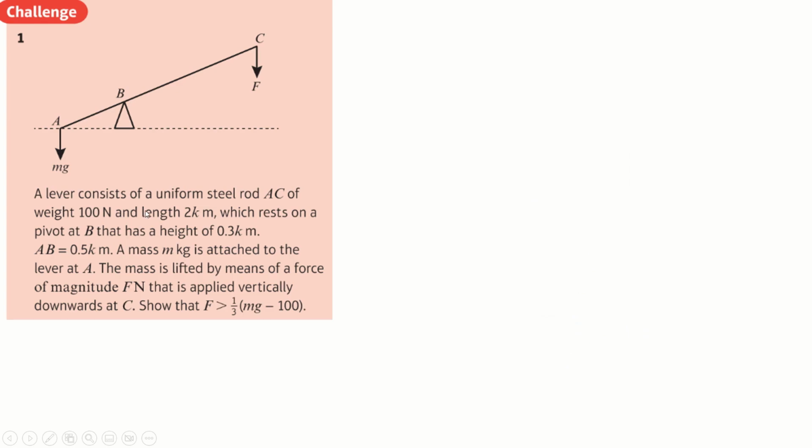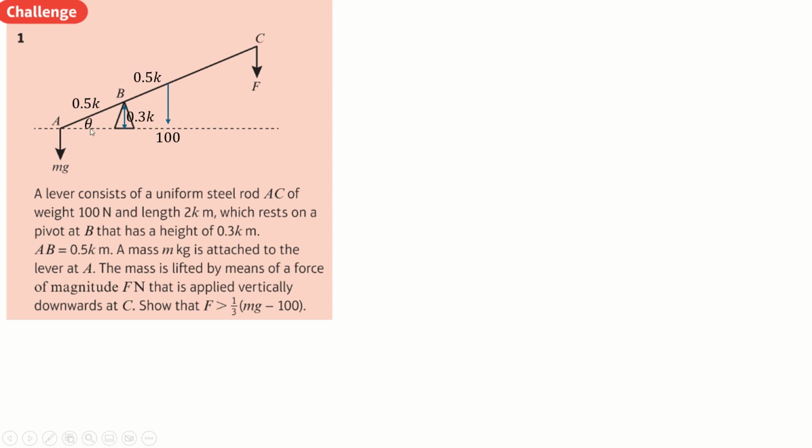Final few questions to do here then. So got a lot to fill in here. 0.5k is there. The whole thing is 2k, which means this is 1.5k. The thing is uniform, so 1k along is going to be where the weight is at, which is 100. And then this height is 0.3.